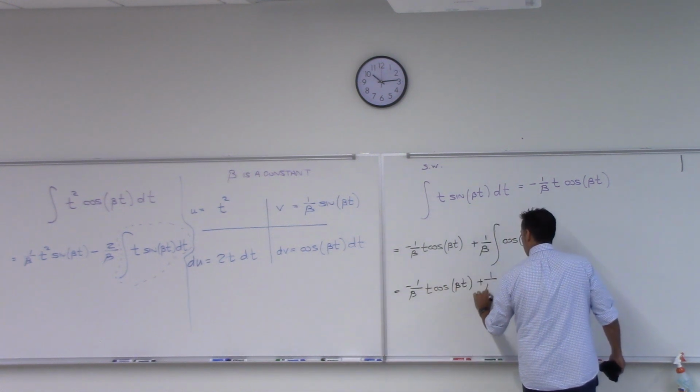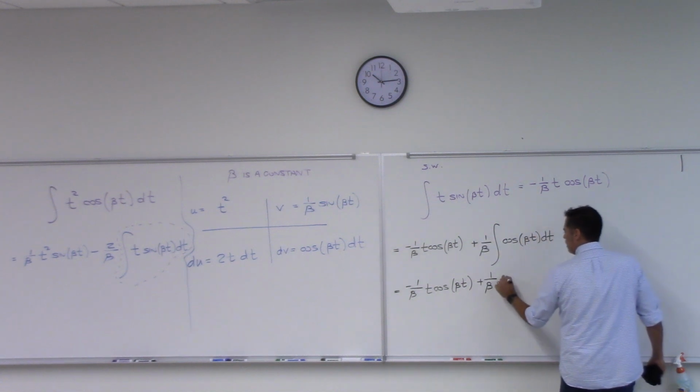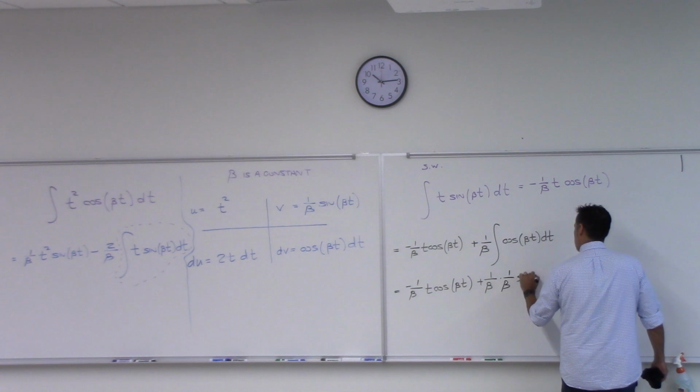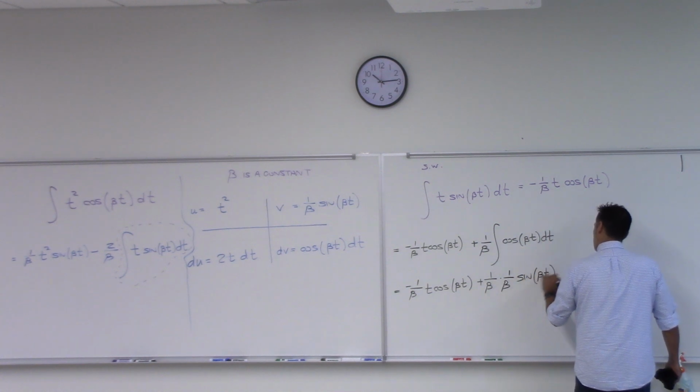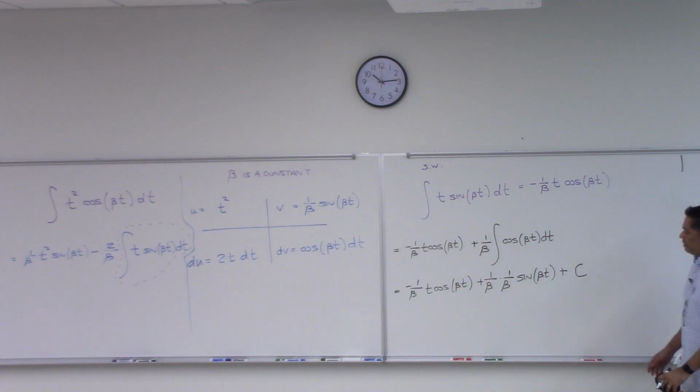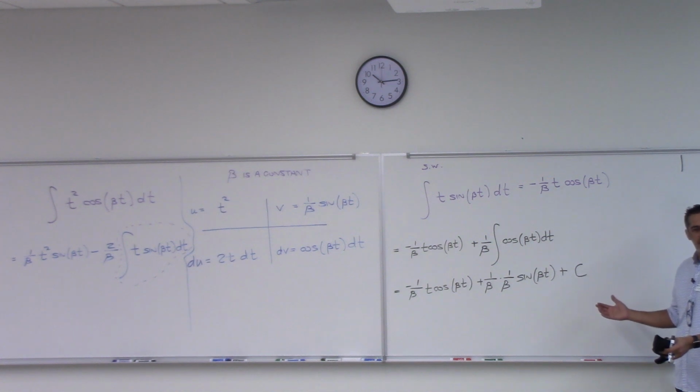Okay, 1 over beta. And now this, like I just said, becomes 1 over beta sine beta t plus some constant. There's a little bit to keep track of here, huh? It's a lot to keep track of.